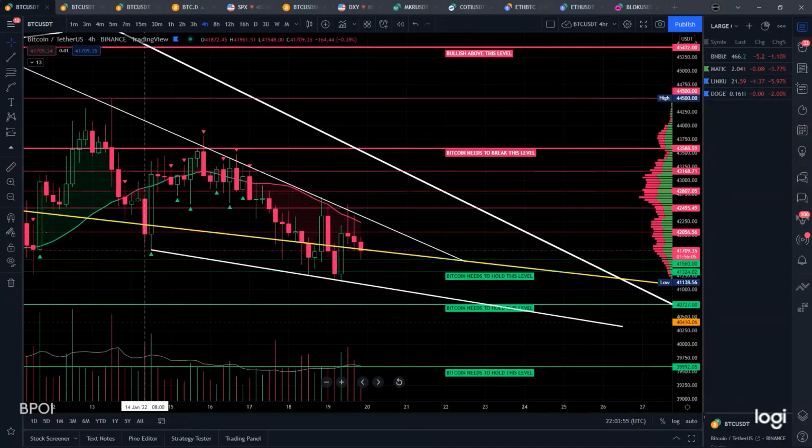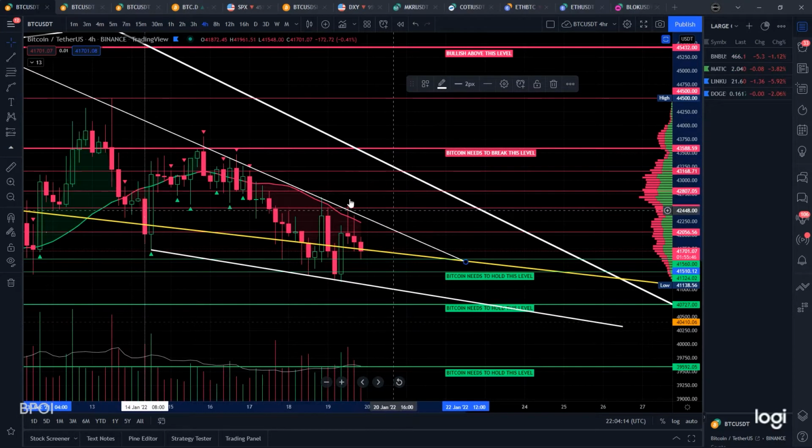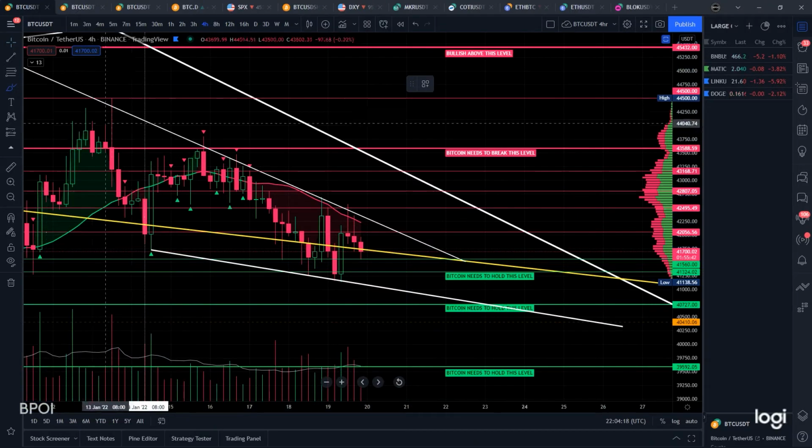Evening guys, 10 o'clock in the evening. Apologies for the delay with this particular Bitcoin update. Been a bit hectic today, but just looking at the charts now, and same old story, Bitcoin. So we've had this trend line, draw this trend line in if you haven't done so already. Bitcoin is just getting rejected time and time again by this same trend line.